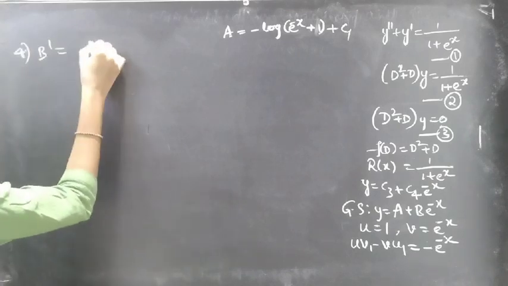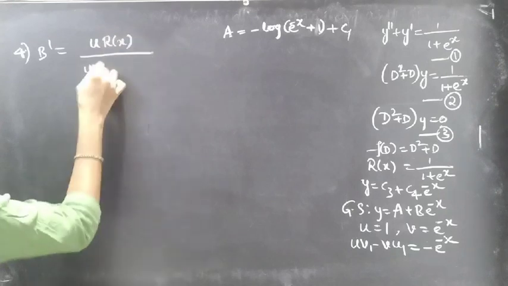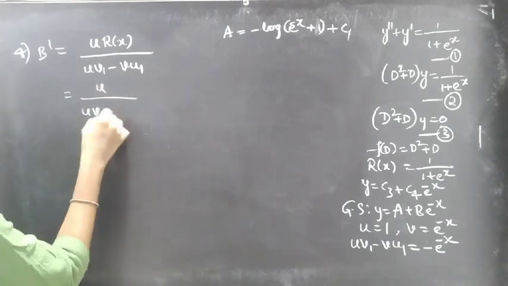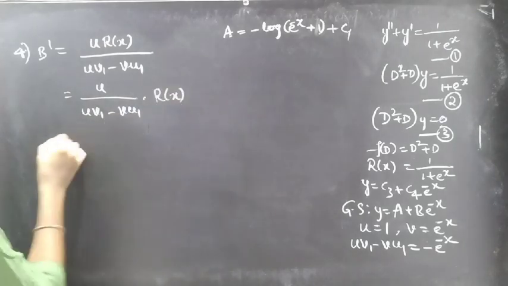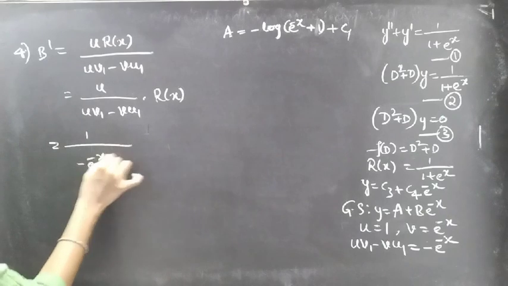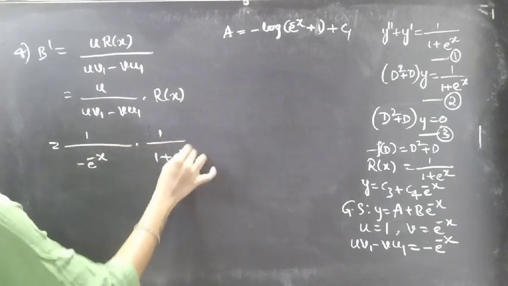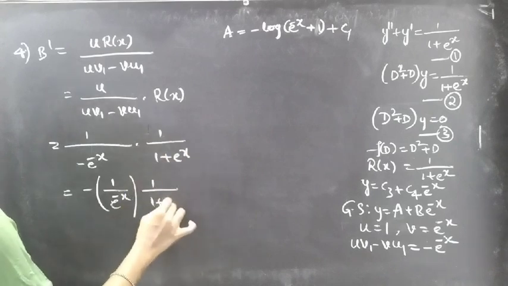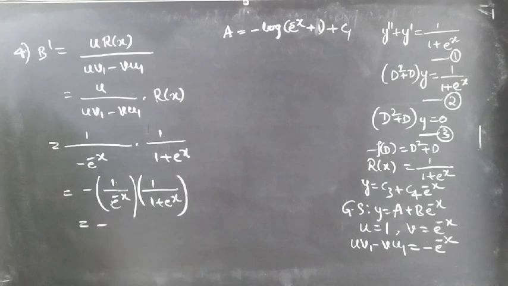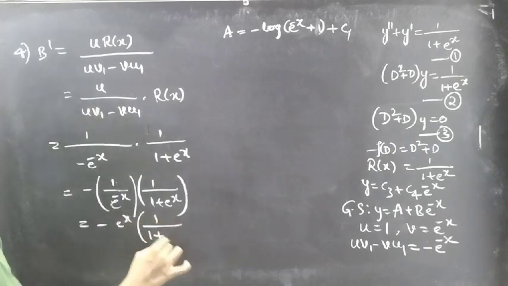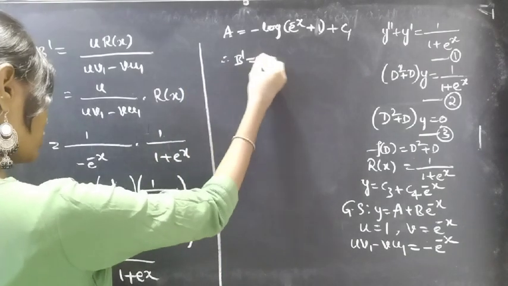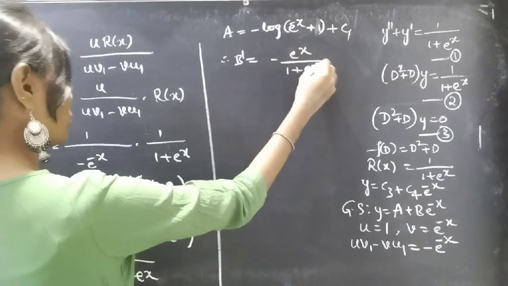B dash is given by u into r of x by uv1 minus v1. Here we are having r of x a fraction, so we'll write the formula as u by uv1 minus v1 into r of x, which gives us u. 1 by uv1 minus v1 is minus e power minus x into r of x, 1 by 1 plus e power x, which is equals to minus 1 by e power minus x into 1 by 1 plus e power x, right? We can write 1 by e power minus x as e power x, which gives us e power x into 1 by 1 plus e power x, which is equals to minus e power x by 1 plus e power x. Therefore b dash equals to minus e power x by 1 plus e power x.